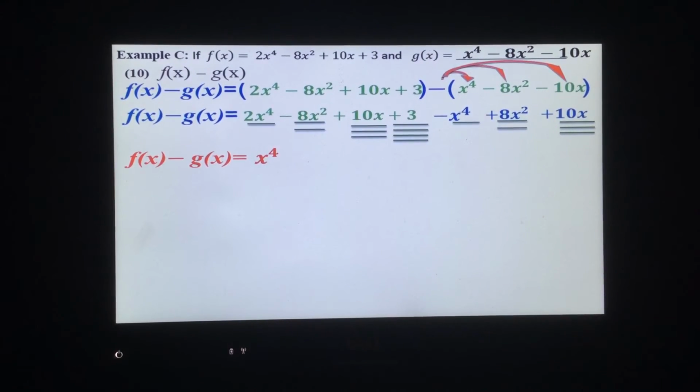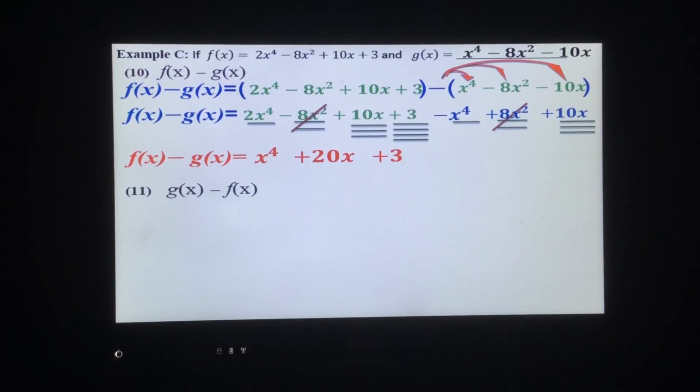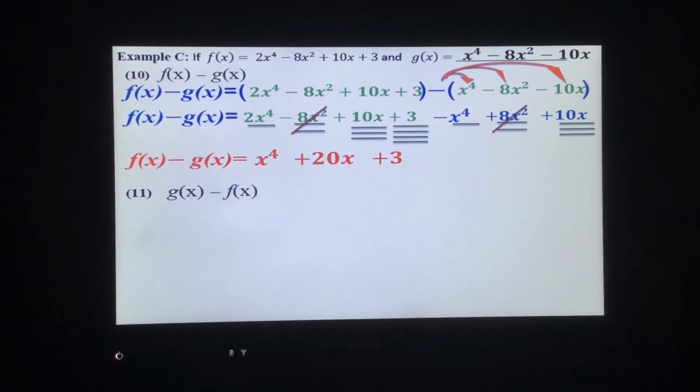Now, this time they are opposites. We have a negative 8 and we have a positive 8. They are opposites, so they will cancel. And this time we have 2 positive 10s, so those are just going to combine to be 20x. And then the 3 again is going to come down because it has nothing to combine with. All right, now the last one, number 11, I want you to do this one on your own. This one is very similar to number 10. It's just the reverse. Instead of f of x minus g of x, we now have g of x minus f of x. Go ahead and do this one on your own.